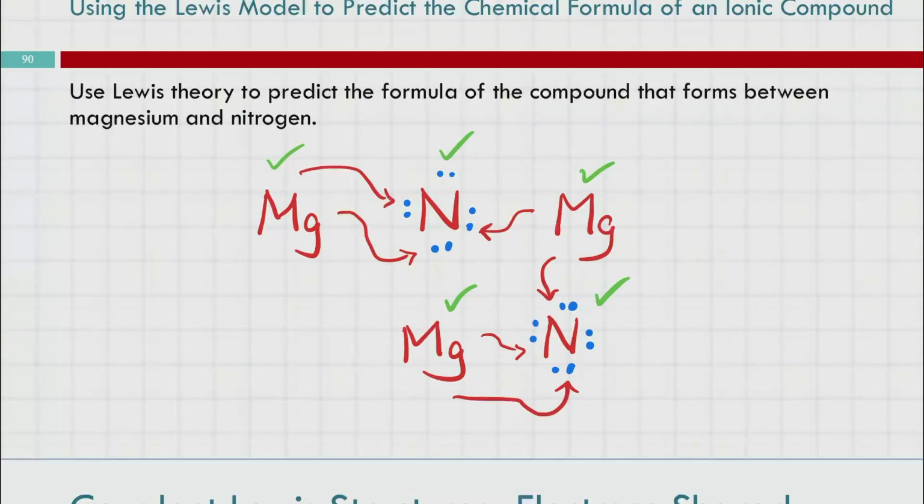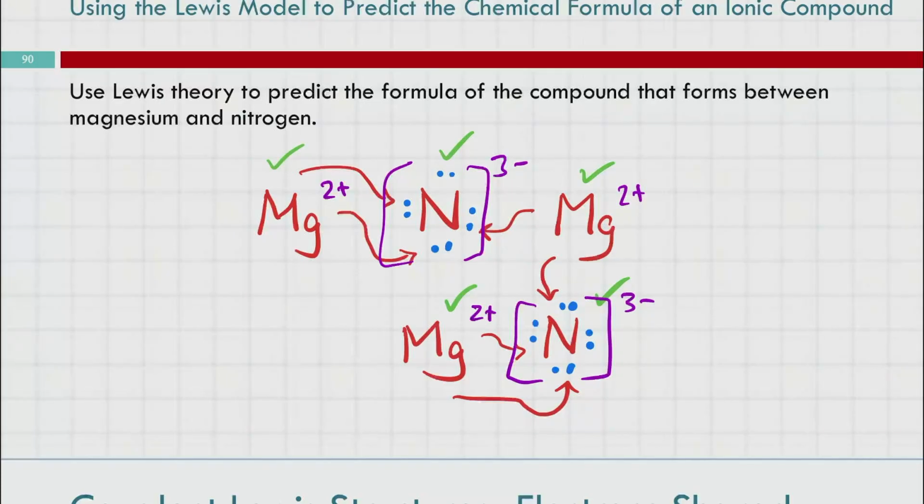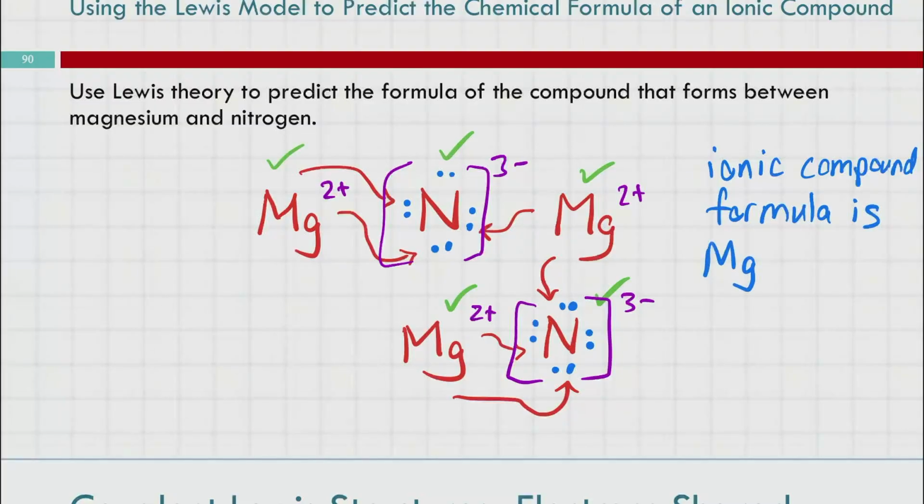To fill out the nomenclature, we would add in a bunch of 2 pluses and 3 minuses with the brackets in purple there. So it would look something like that, a little bit of a mess. But what this predicts for us is that our ionic compound formula is Mg3N2.